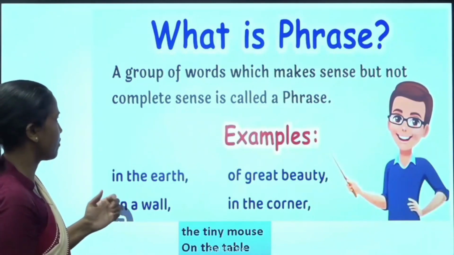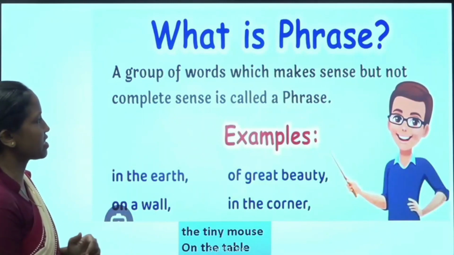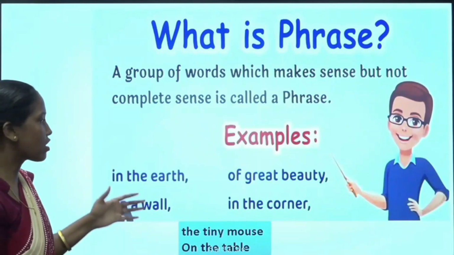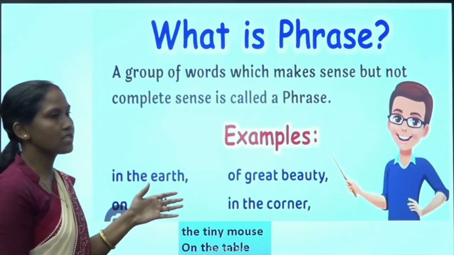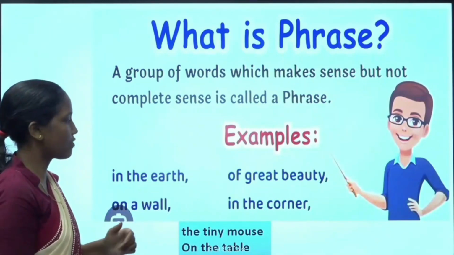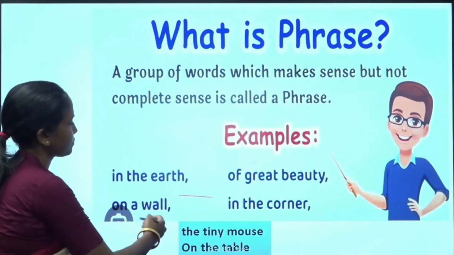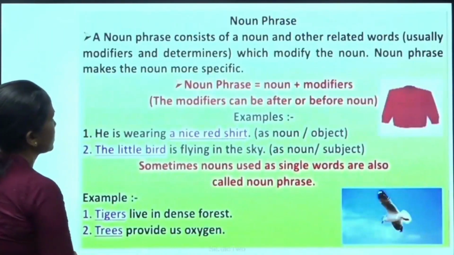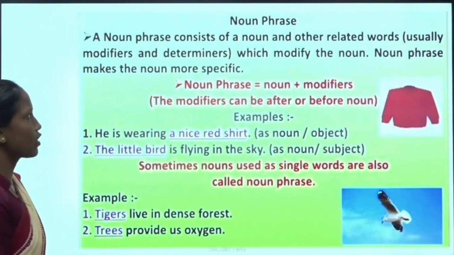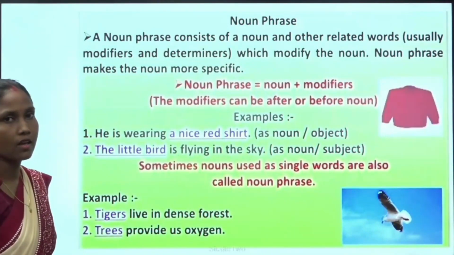You know the definition: a group of words which make sense but not complete sense is called a phrase. It does not give complete meaning. So these are known as phrases, or it does not have any subject. Okay, next students, we are going to learn now about the noun phrase.